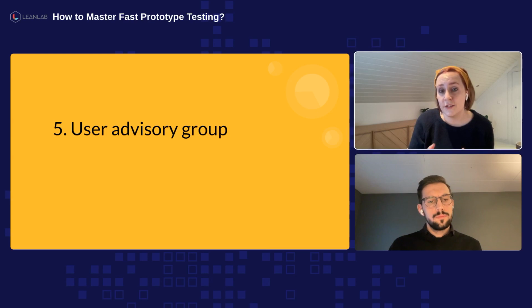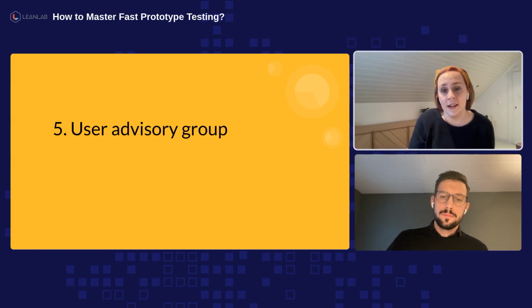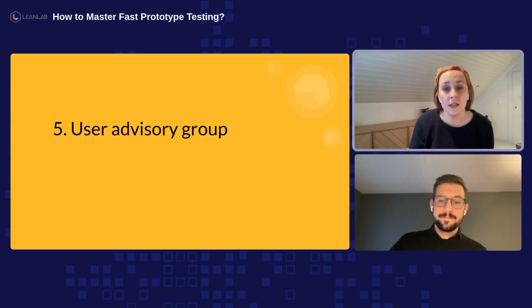So these are essentially the 5 steps that we recommend that you add to your process to give you that additional speed in testing those prototypes and enabling you to do these tests more frequently, ensuring that you have the best.